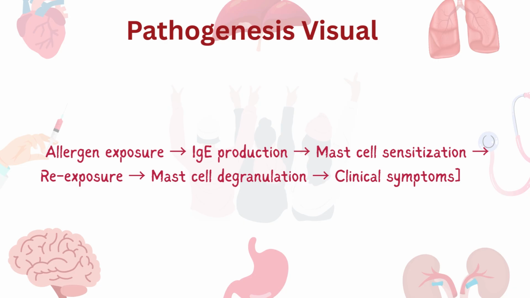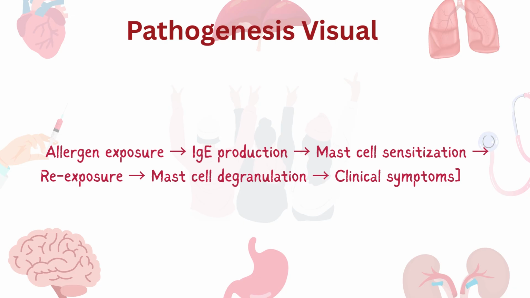Now, the re-exposure to the allergen results in cross-linking. Upon the re-exposure, the allergen cross-links to the IgE on the mast cells and triggers the degranulation of the mast cells. The next step is the mediator release. Massive release of histamine, leukotrienes, prostaglandins, and cytokines occurs in the system.